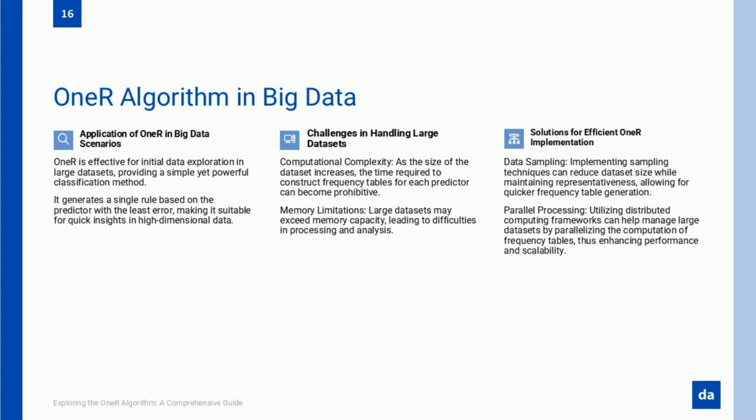Incorporating feature selection techniques can also help optimize OneR for big data. Since the algorithm focuses on a single predictor, reducing the number of candidate predictors minimizes the computational workload. Using automated feature selection methods ensures that only the most relevant variables are considered, improving both efficiency and accuracy.